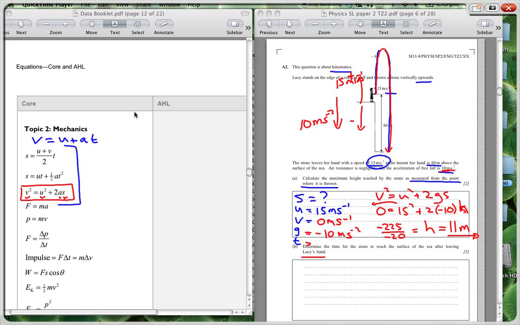So what is going to be my final displacement, S? Let's write these things down again. My S, U, V, G, and T. Well, we know T is what we want to find. We know that G is minus 10 meters per second squared. We don't know what V is. We're not sure what V is, but we do know U.